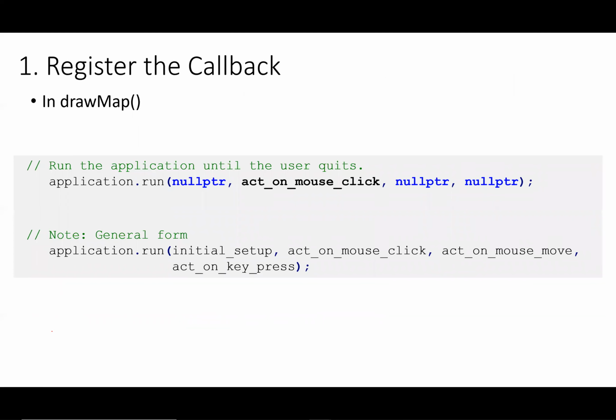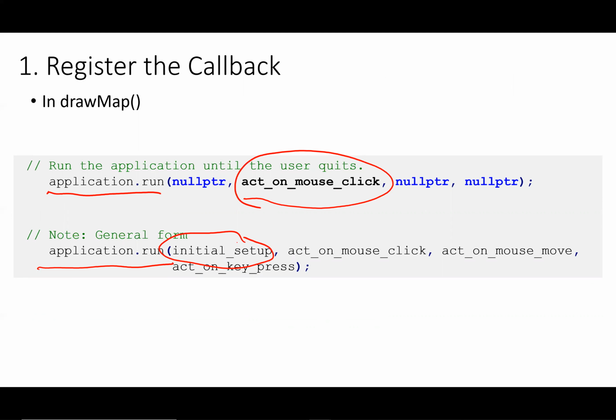Okay, so I already kind of showed this to you, but registering the callback is pretty easy. When we start the EasyGL window, we pass in the name of the callback function to respond to mouse clicks. In general, this application.run takes 4 callbacks, just so you know what they are. This one is called when the window is first built, in case you want to do something right then. It'll only get called once, but it's your ability to say, I want to do something right when you create the window. This gets called every time the mouse is clicked in the graphics area.